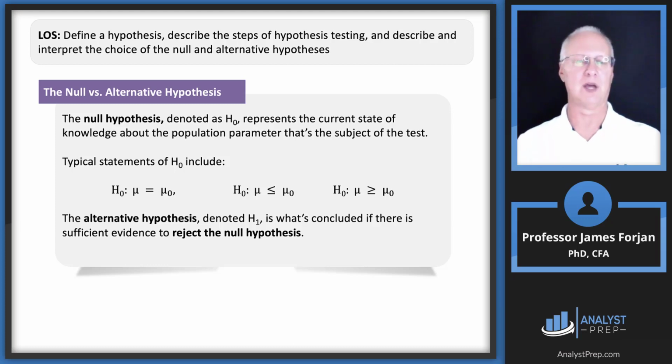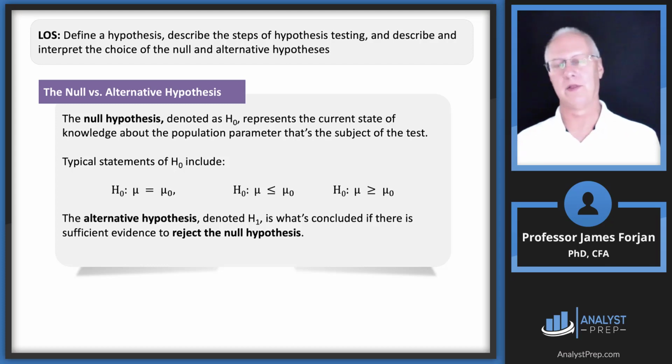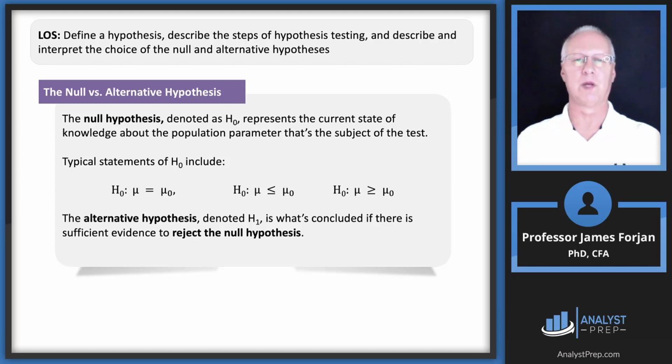But look on the right-hand side over there. We can have null hypotheses that have a less than or equal to sign, or a greater than or equal to sign. Let me just give you a quick example. Let's suppose that you collect lots of data on stock returns, let's say the S&P 500 index returns, and you calculate the measure of systematic risk.